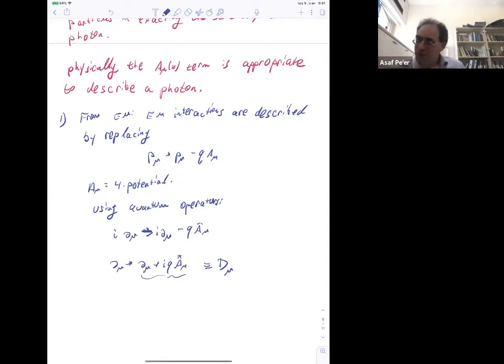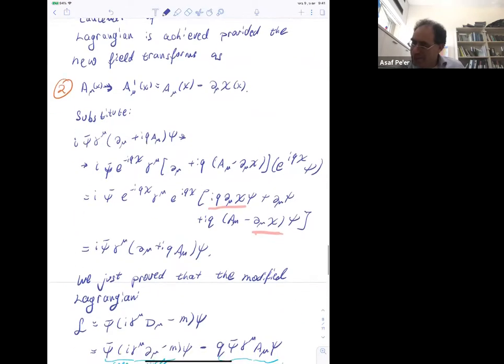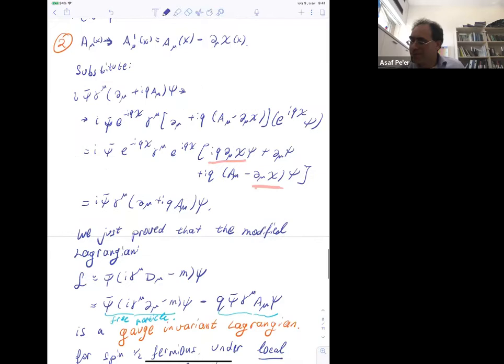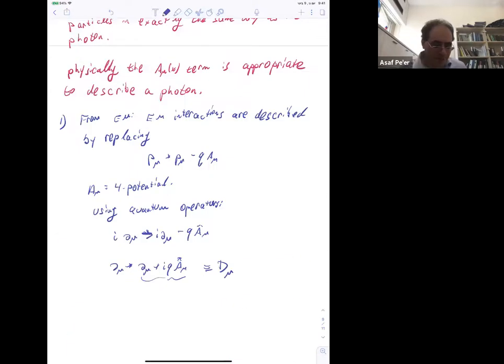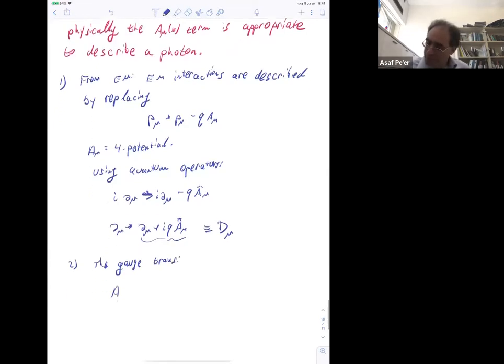I just wrote it down. Ta-da. And the gauge transformation, A mu goes to A mu minus d mu pi, which you required from the field A mu.